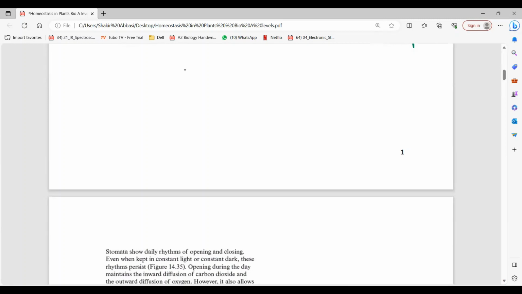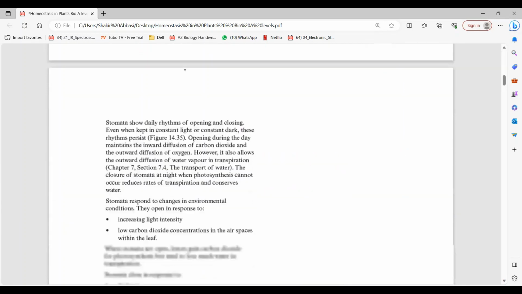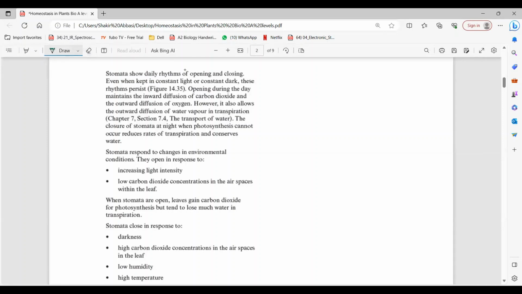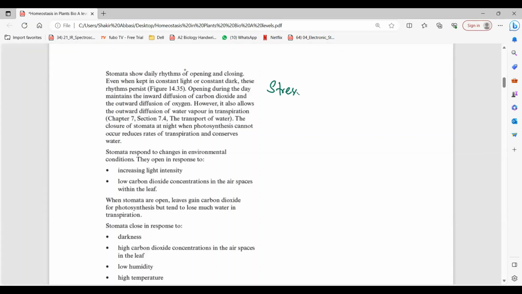But there are times when stomata close themselves, right? Stomata get closed. Why? These are the hours of stress. So when plants are under stress, what could be the stress for plants? Obviously, very high temperature, or it could be drought, a shortage of water.